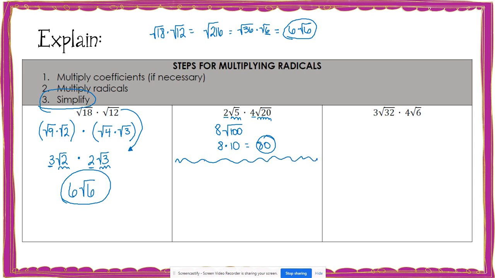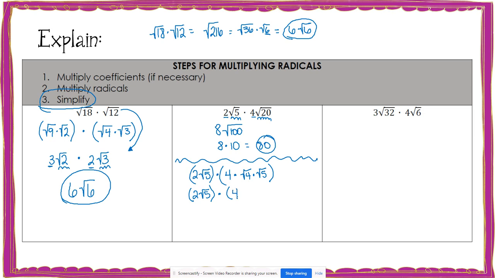If you had simplified this to start with, you would have found that there's nothing you could do to the square root of 5, so you would just rewrite 2 times the square root of 5. But for 4 times the square root of 20, we know that there is a perfect square of 4 that will go into 20. So 20 can be rewritten as the square root of 4 times the square root of 5. Well, again, we're just rewriting 2 times the square root of 5, and we're multiplying it times 4 times the square root of 20, but I've changed that.